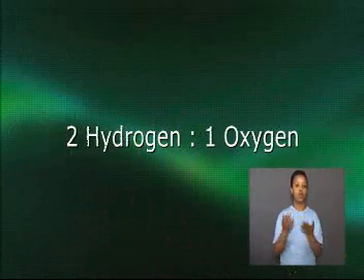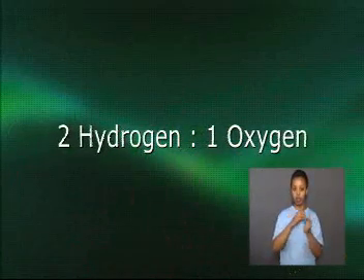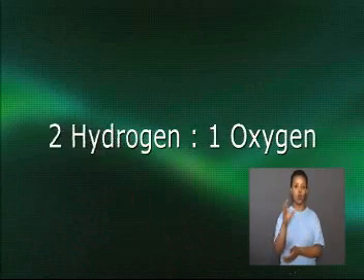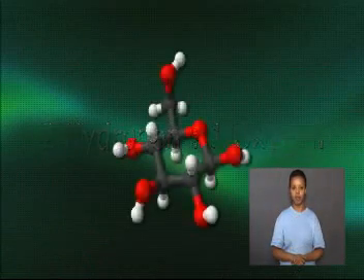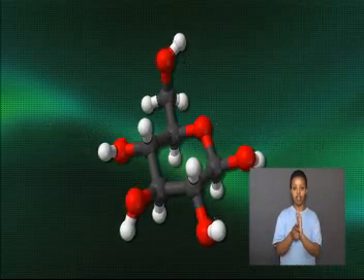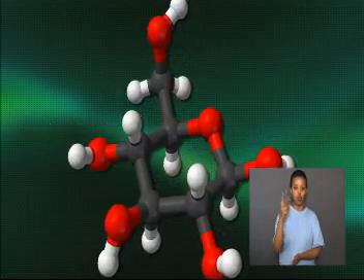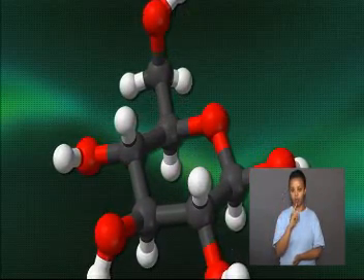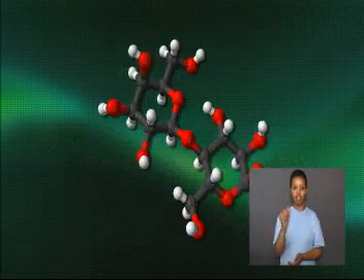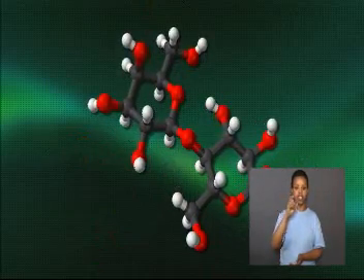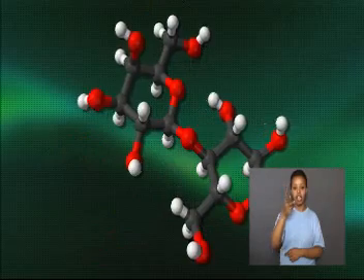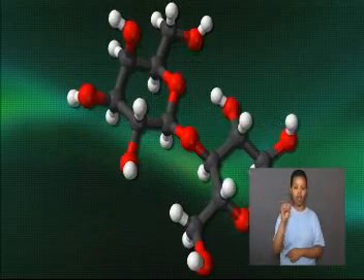The ratio of hydrogen and oxygen atoms in a carbohydrate is 2 hydrogen atoms for every single oxygen atom. For example, glucose is C6H12O6 and lactose is C12H22O11.